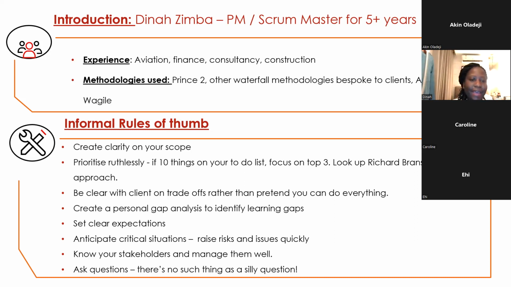With project management, you will learn quite a lot of theory, but the actual experience starts when you're working on a project. Now, every project is different. I'm not going to lie to you and say that when you get on a project, you've got to do A, B, C, D, but there are just a few informal rules of thumb. The first thing is for you to create clarity on your scope. You really need to understand the scope that you're working on.